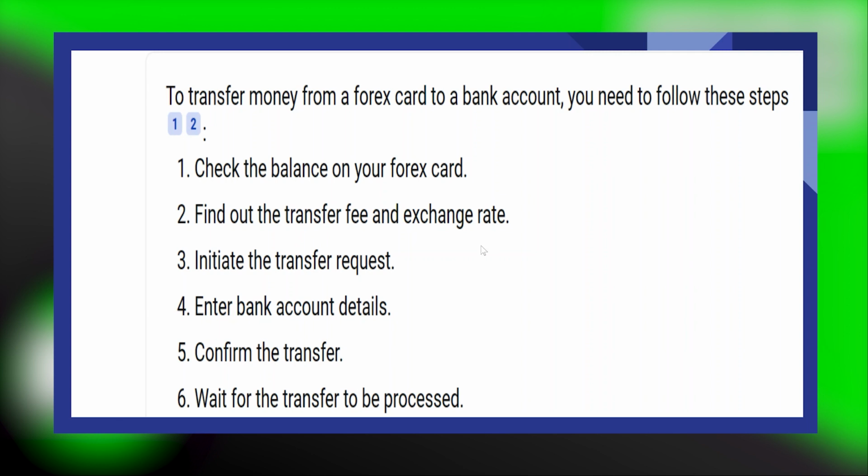Then, access the online portal or mobile app associated with your Forex card. This is where you manage your card and transactions. There, look for a section related to money transfers or withdrawals. This might be labeled as send money or transfer funds. Then, select the option to transfer funds to a bank account.